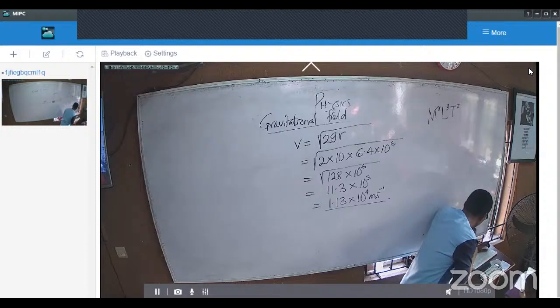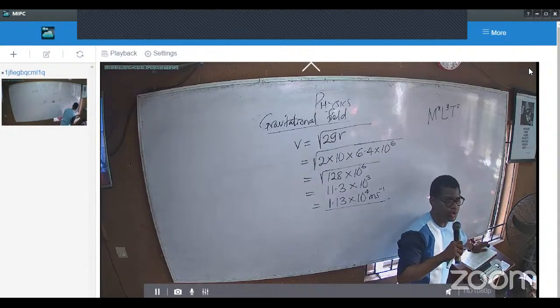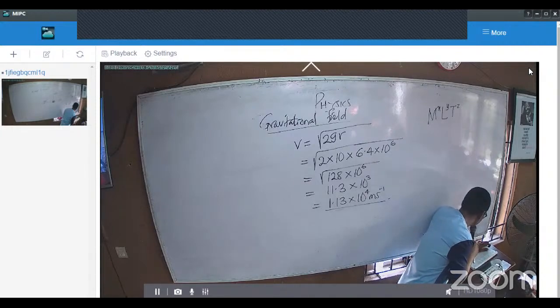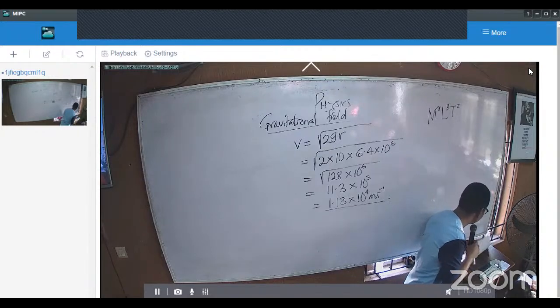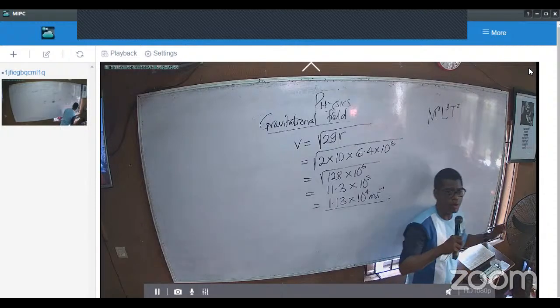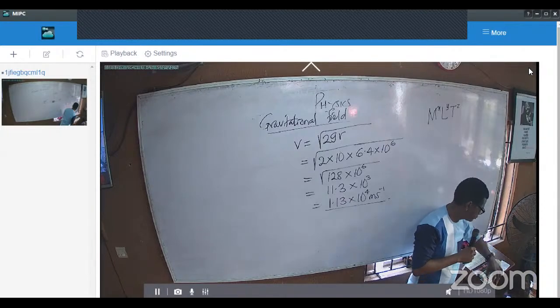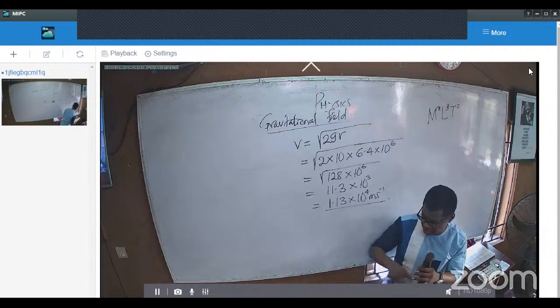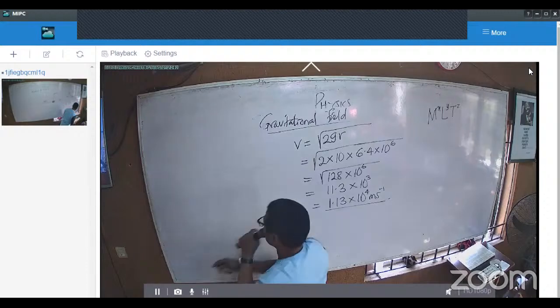Next question. If the distance between two equal masses is doubled, and their individual masses are also doubled, full stop, what is the ratio of the two forces?